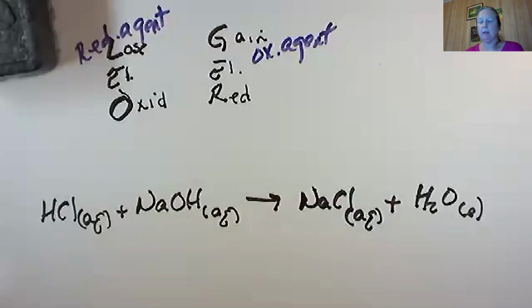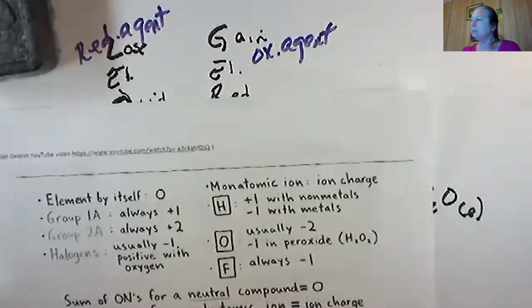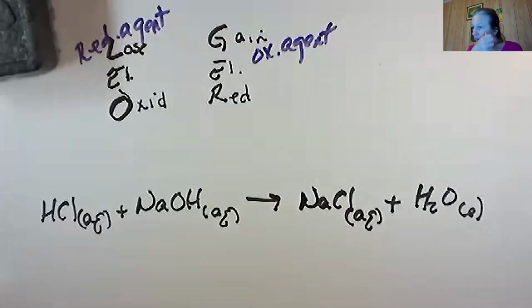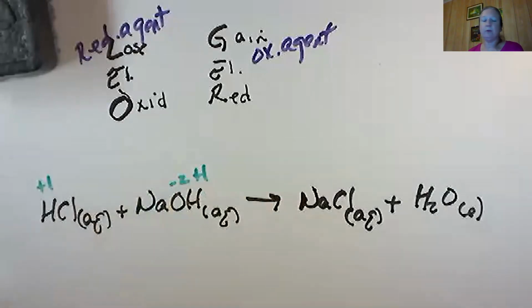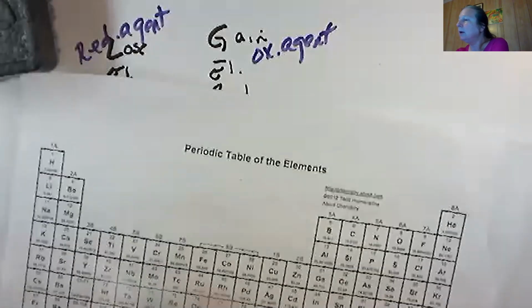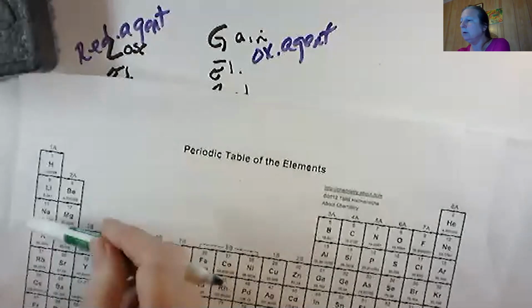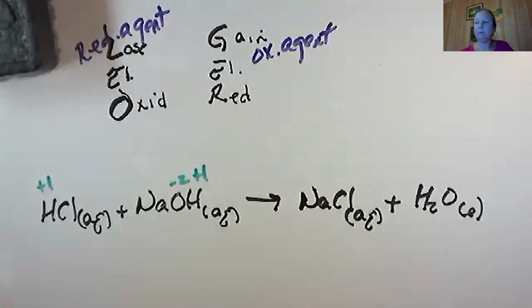Okay. Hydrogen is +1 with nonmetals and -1 with metals. Chlorine is a nonmetal. So my hydrogen is going to be +1. Same over here. My oxygen is a -2. My sodium is the 1A, and that's always +1. If you go back to the rules.